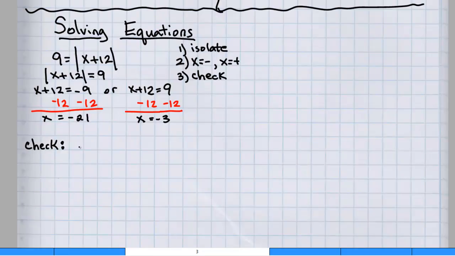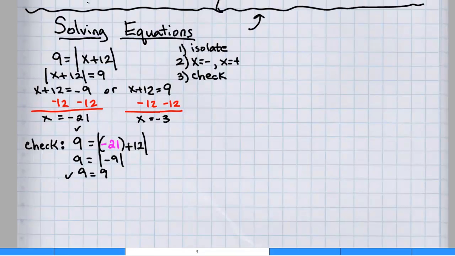We check our answer by evaluating and plugging and chugging, just like we did in this previous example. So we have 9 equals the absolute value of negative 21 in parentheses plus 12. We need to see if 9 is equal to whatever this is. That's the absolute value of negative 9. And this is true. 9 is equal to 9. So this is correct. Now let's look at the next equation.